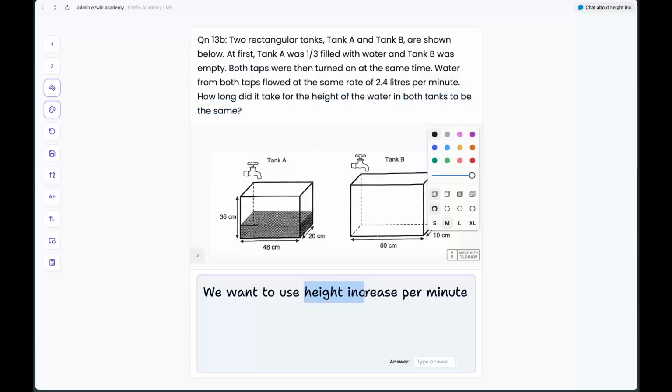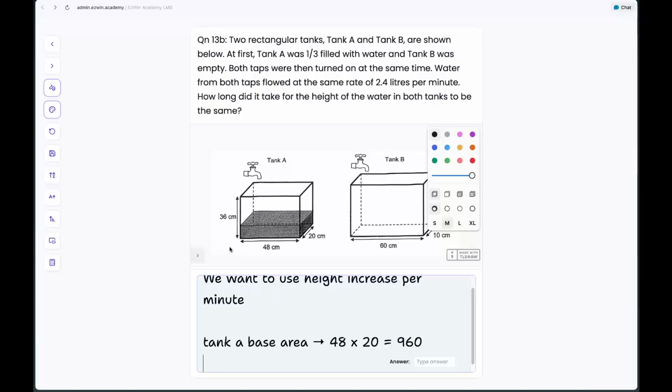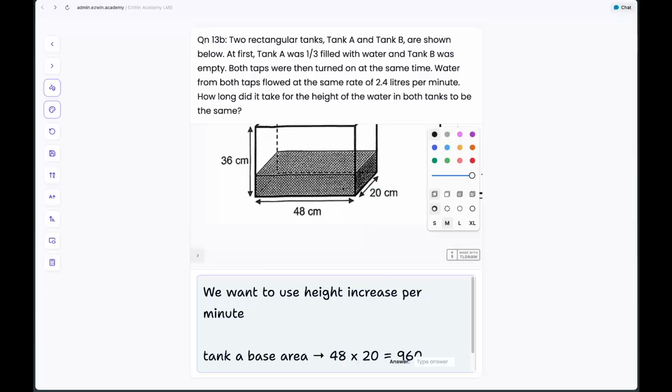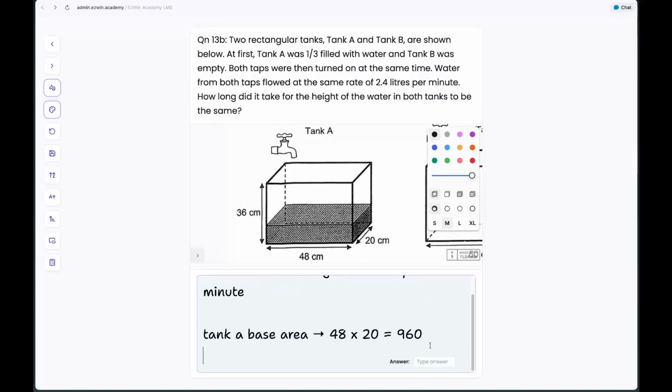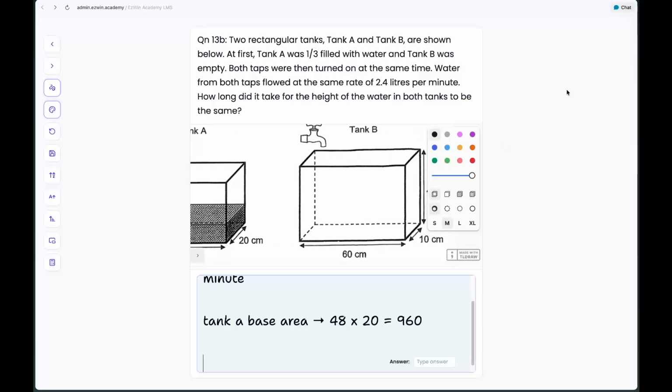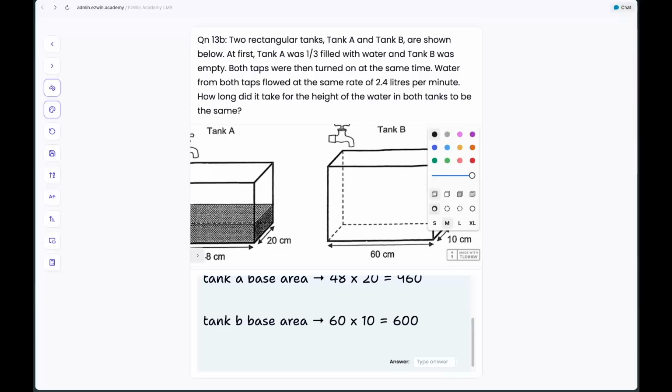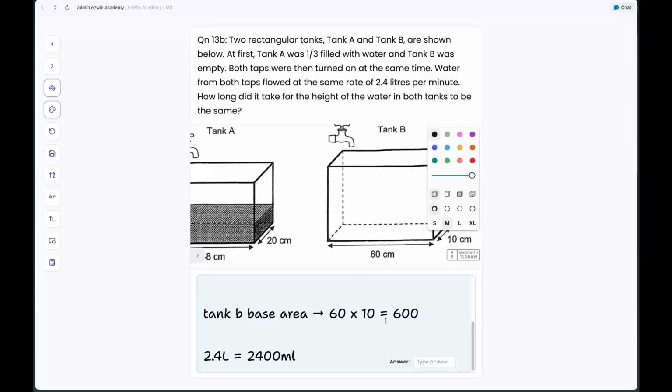So to get the height for each tank, we need to get the base area. So let's find tank A base area, which is basically 48 times 20, and this will give us 960. Then let's go to tank B to get the base area. It's basically 60 times 10, and this will give us 600. So now we know the base area. The next thing is we need to find the height increase per minute. So we also want to convert the liters into milliliters or cm cube, right? 2.4 liters is 2,400 centimeter cube.